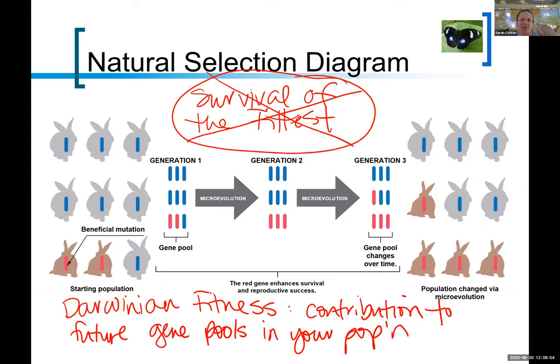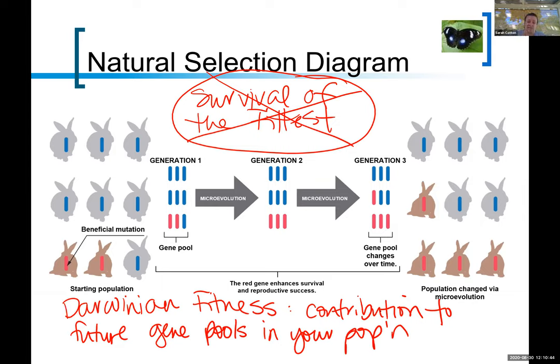Survival of the fittest makes you visualize strength, right? But sometimes being the strongest isn't the advantage. Sometimes being the sneakiest is the advantage. Sometimes being slow is an advantage, thinking of sloths. Sometimes being camouflaged is more important than being strong and fast. So survival of the fittest gives you the wrong idea. It gives you the idea that there is one best way of doing things, and it doesn't explain what fitness actually is. So please don't use the phrase survival of the fittest, because it just doesn't make any sense. It's circular at best. At worst, it's not accurate.